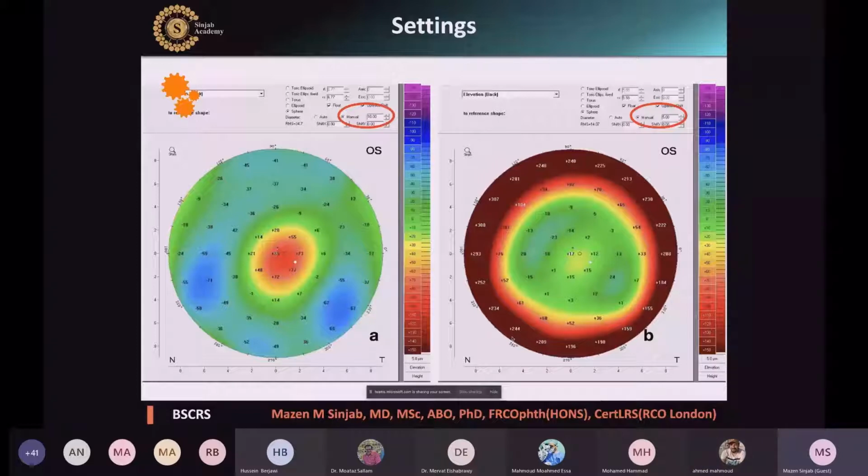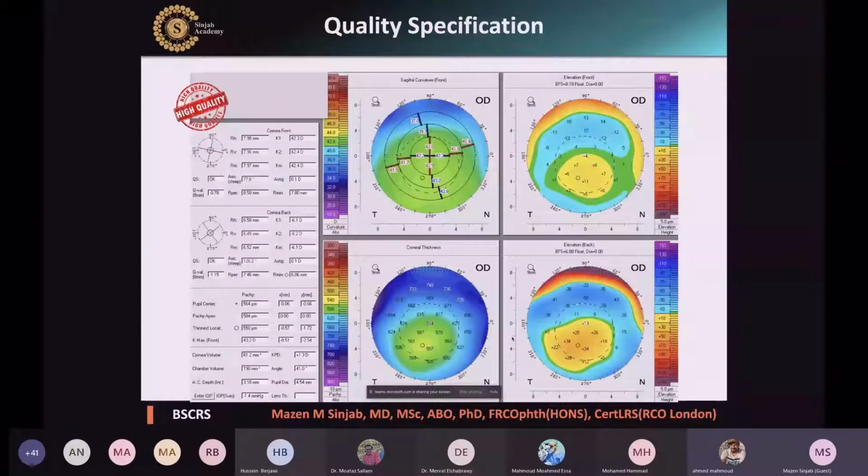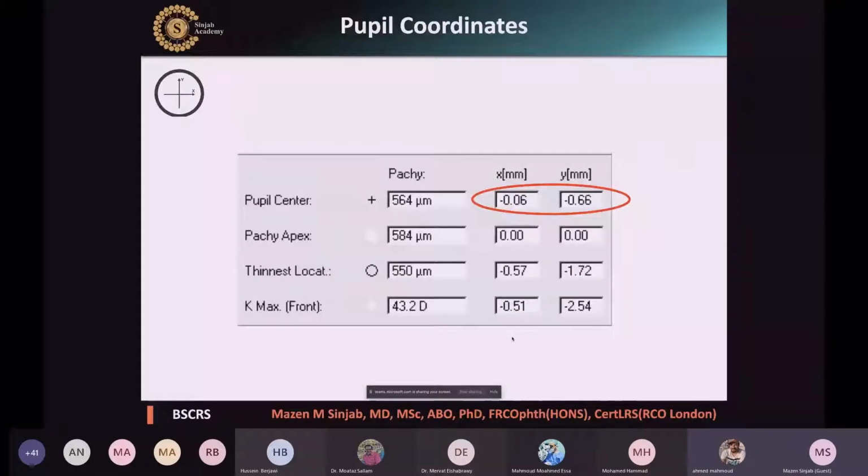Then we have to look at the quality specification. It should be white, okay. However, this is misleading because in some cases, the Pentacam cannot catch the misalignment. This is a case of misalignment. The patient was looking downward. In spite of this, the quality specification was white, okay. So we should not depend only on the QS being white, okay.